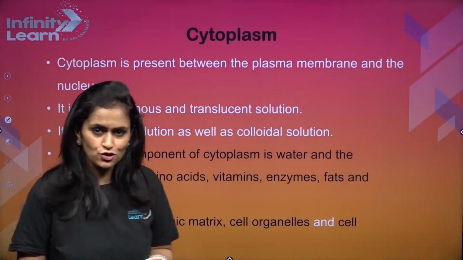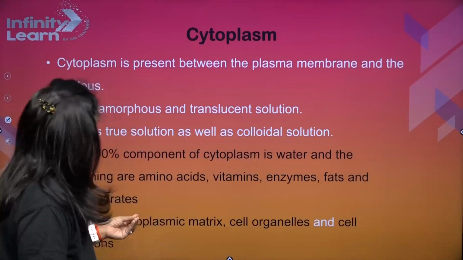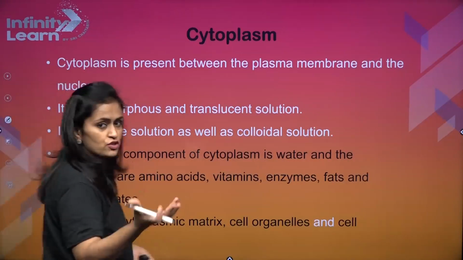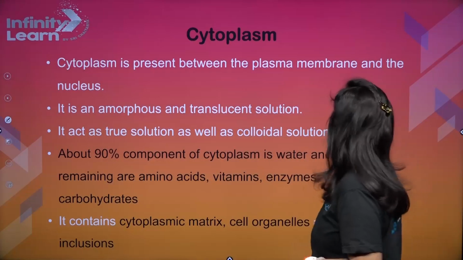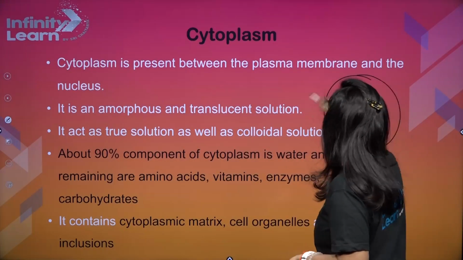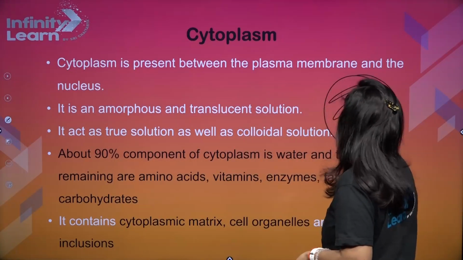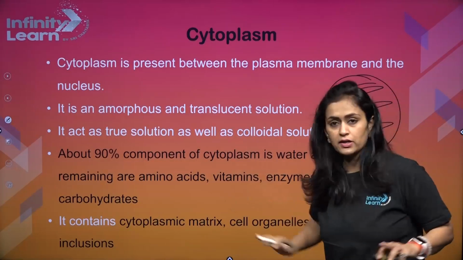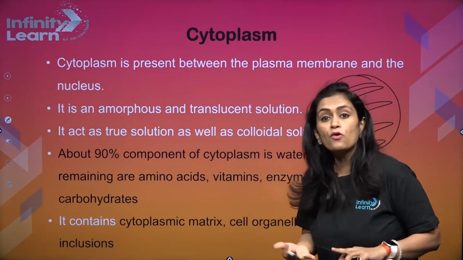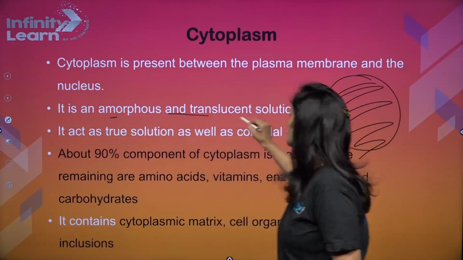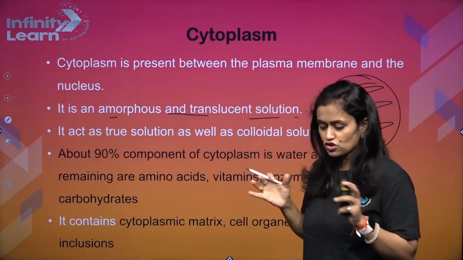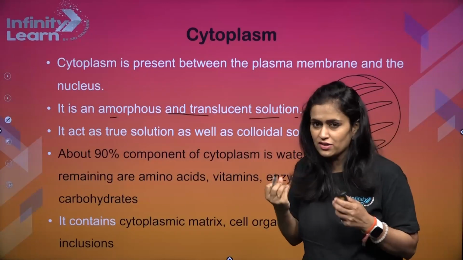So what is this cytoplasm after all? This cytoplasm is a matrix of the cell which is present in between the plasma membrane. So if this is a cell's plasma membrane, the cytoplasm is the matrix which is present all over inside it, kind of a ground material, we can say. So it is amorphous and translucent solution. It is not opaque, nothing. It is amorphous and translucent.